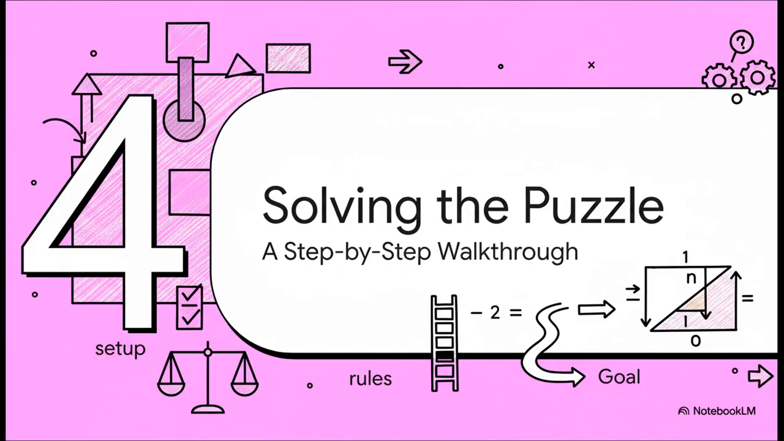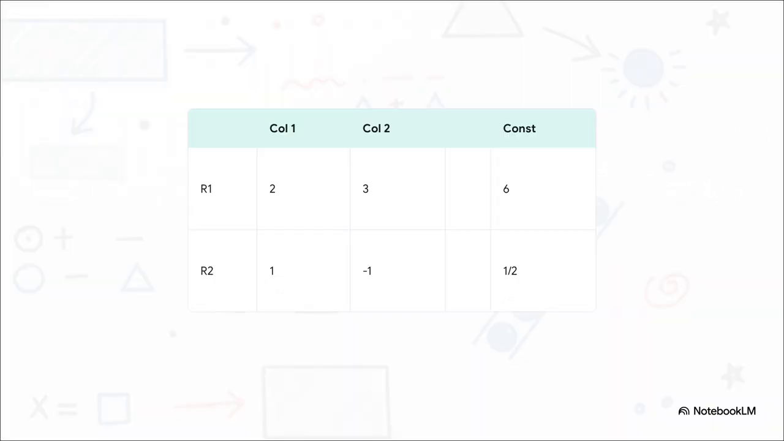Okay, theory time is over. We've got the setup, we know the rules, and we have our goal in sight. So let's actually put this all into practice. We'll start with a slightly simpler 2-variable system just to get the hang of the moves, and you'll see how this exact same logic works for the bigger, tougher puzzles too. So here's our system, 2x plus 3y equals 6, and x minus y equals 1/2.